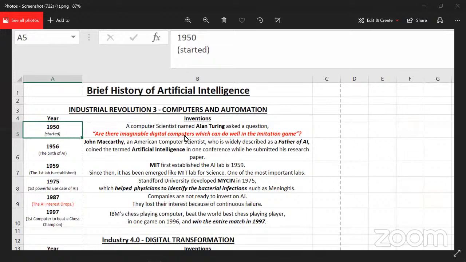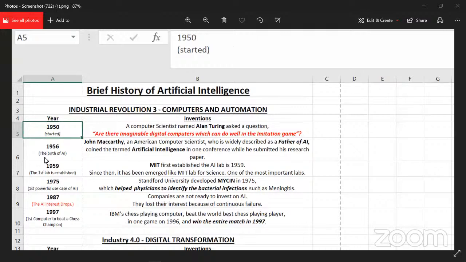So a computer scientist named Alan Turing asked, are there imaginable digital computers which can do well in the imitation game? So he raised this question in his mind, that is, can machines think like human beings? He wanted machines to think like humans. That's the thought he got in his mind, and he started working. He gave his physics knowledge and his mathematical knowledge, and he tried to make machines understand the humans' way of learning. So he raised this particular question: can machines think like human beings?